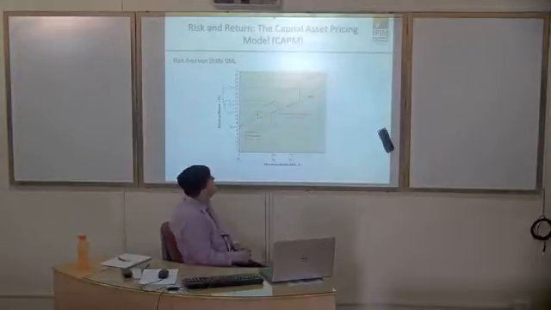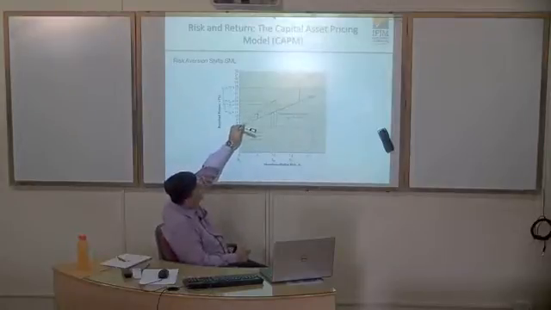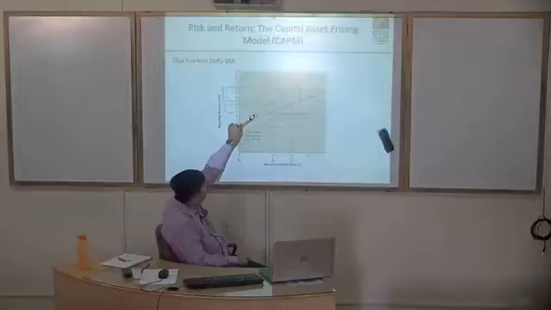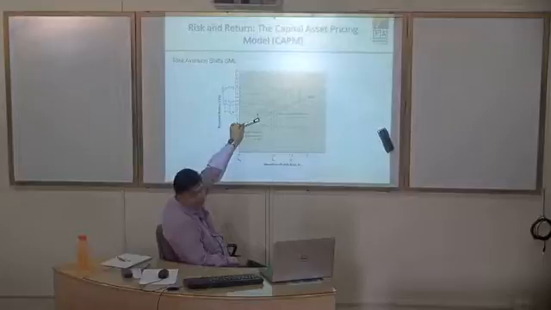Risk aversion shifts the SML. If I am more averse to risk, the slope of the line is different. If I am less averse to risk, the slope of the line is different. If I am able to take high risk, it is more steep. If I am not a very high risk taker, the slope is a lot more moderate.